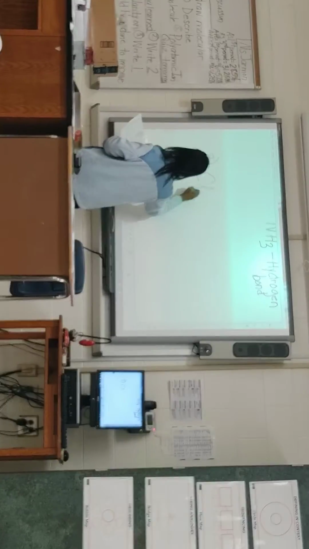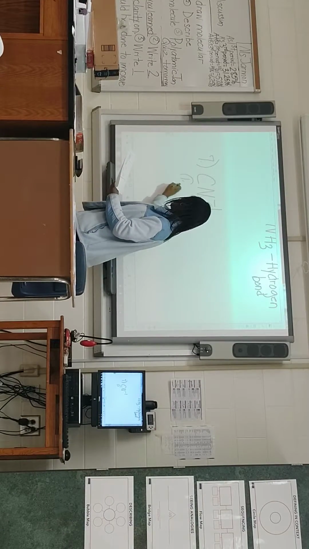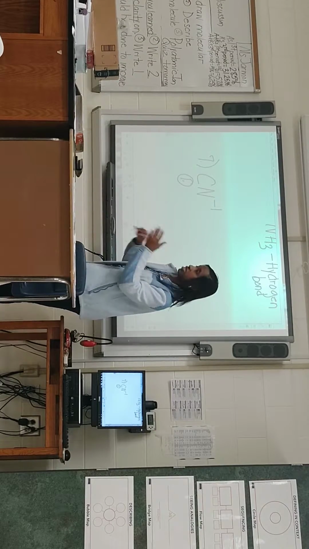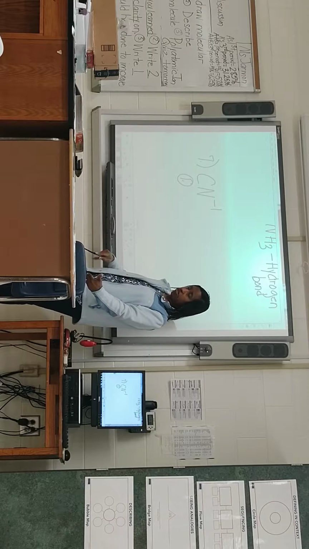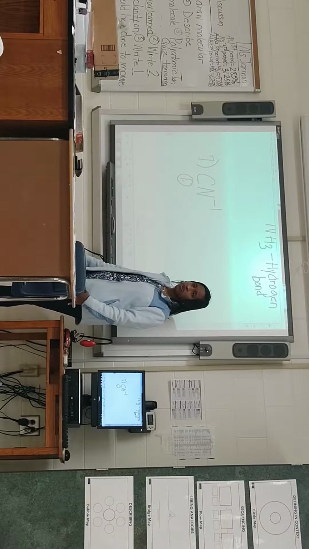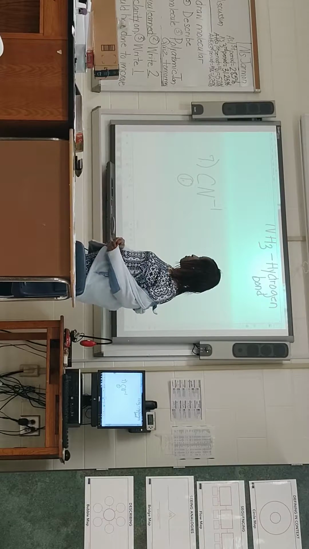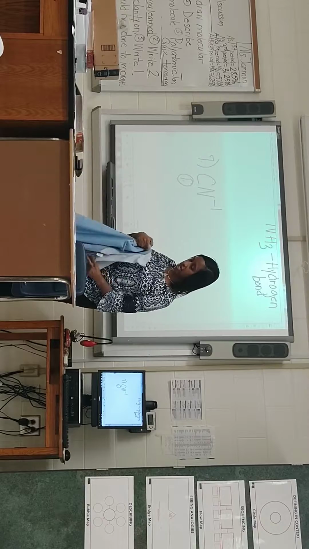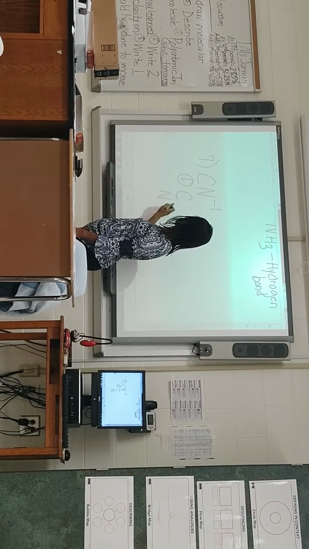Number 7 says CN -1. Now, tomorrow when you turn your homework in on my desk, I want to see 1, 2, 3, 4, 5, all 5 steps. What's my first step, class? What do I do first? Okay, so how do I do that? You write out the elements. First of all, I have to separate the elements. So I'm going to write C, and I'm going to write N.